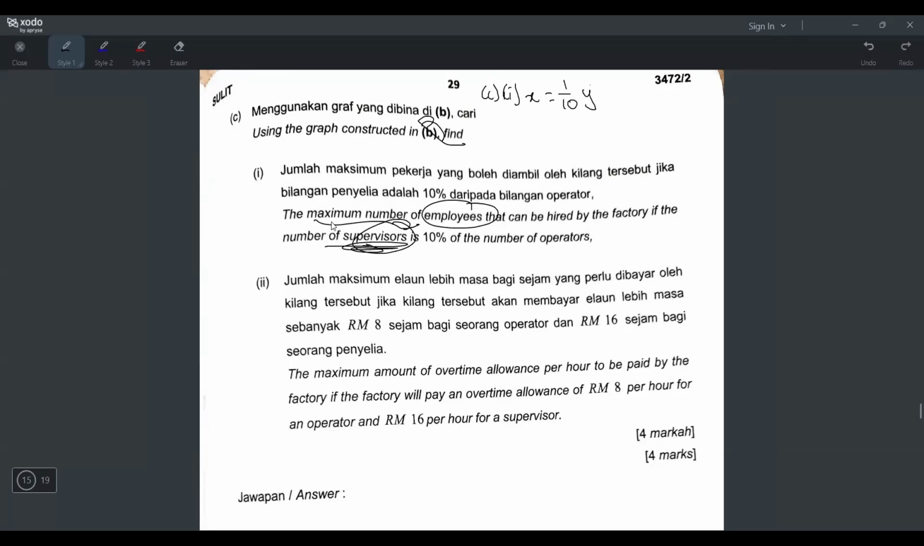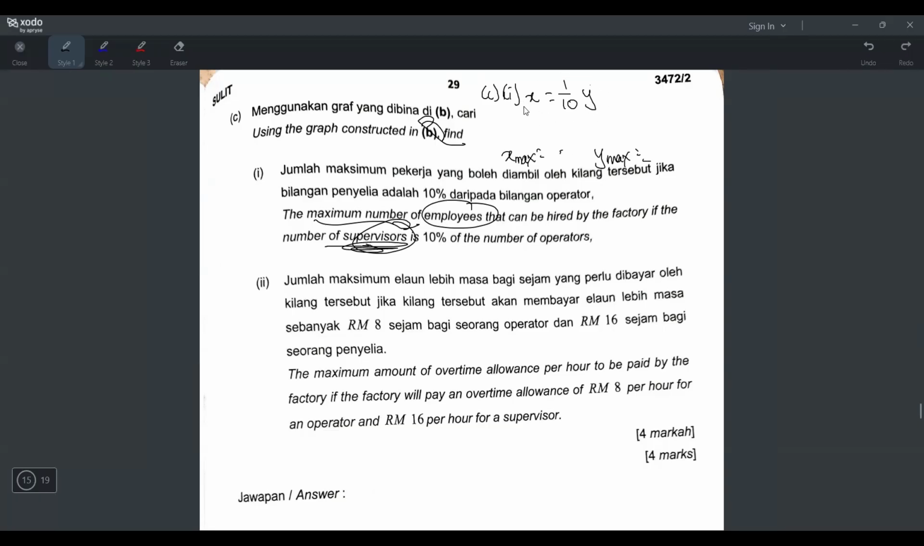And then they want to find the maximum number of employees. It means they want to find the maximum X and the maximum Y. Find both, because they never said maximum supervisors or operators. They just say employees, so you have to find both. But how to find the maximum for both? Very easy. You will look at this line.